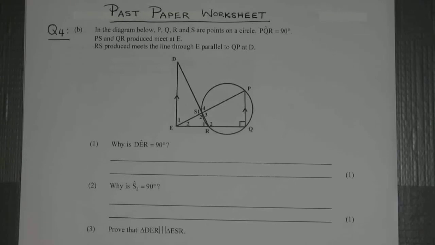So the first question then says, why is angle DER equal to 90 degrees? So just a reason. Can anybody give me a reason why DER is 90 degrees? Yes. DER, absolutely. Co-interior angles because of the parallel lines, 100%. So let's write that down.